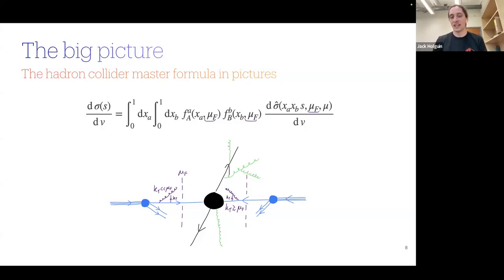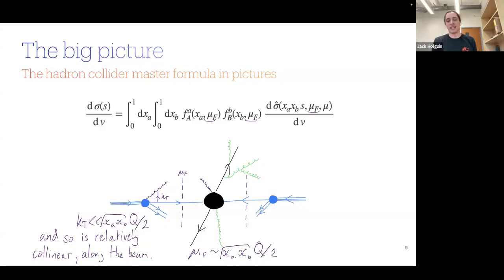partonic cross section. Now, the end cross section you can see on the left-hand side of the formula doesn't depend on mu f, and so mu f should actually be cancelling in the end. But for any practical calculation where we approximate the partonic cross section at a given order in perturbation theory, the mu f dependence will remain, and so it's a choice that we want to optimize.